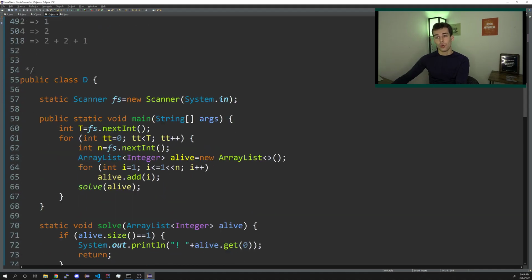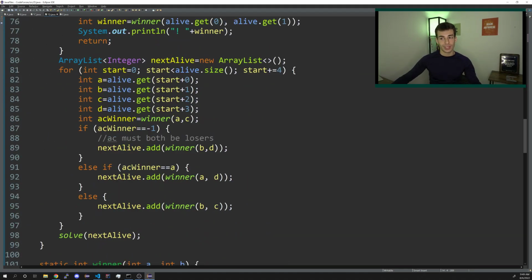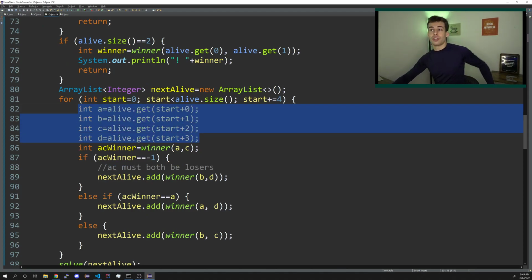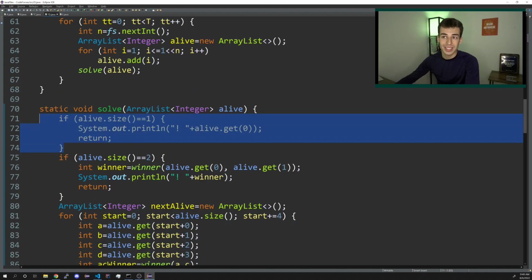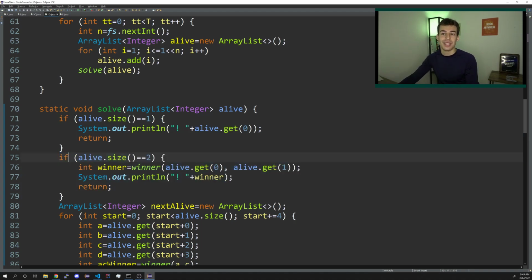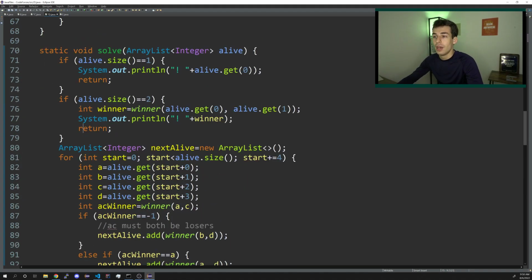Okay, I'll go through the code, and this will be a brief explanation of how it works again as a recap. So we're going to go through this in groups of 4. There are 2 base cases. One base case is if there's only 1 person left, he wins. If there are 2 people left, we see which one's better, they win. This will only ever happen once, so it's not very efficient, but it only happens once, so it's fine.